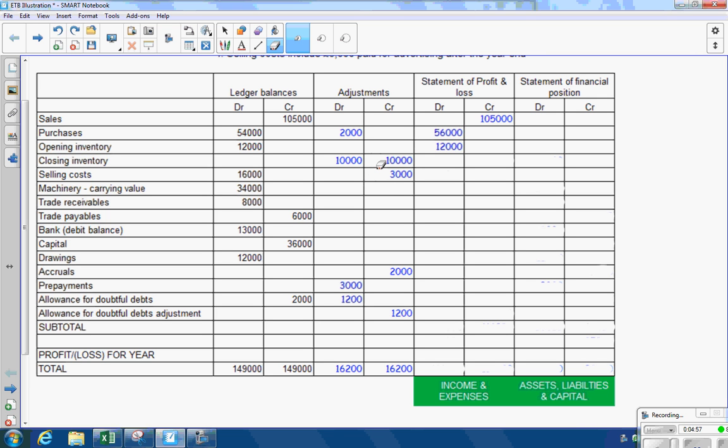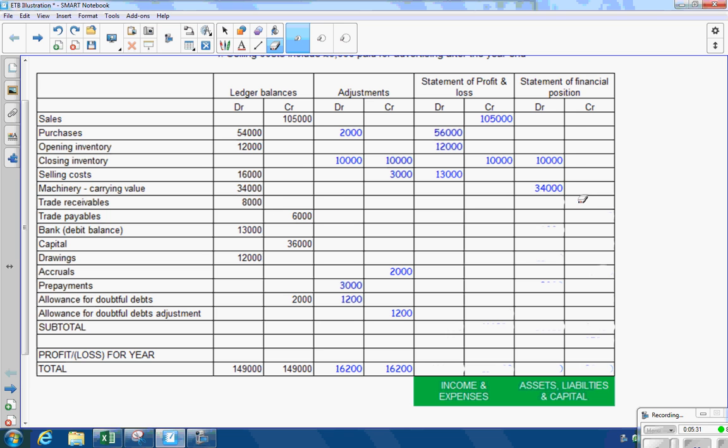Well, the credit balance of £10,000 goes to my statement of profit and loss, whereas the debit balance goes to my statement of financial position. Then we've got selling costs. Well, I had £16,000 from my ledger balance, that was a debit. I've got 3,000 in my adjustment column, so in my statement of profit and loss, I'm going to record a debit balance of 13,000.